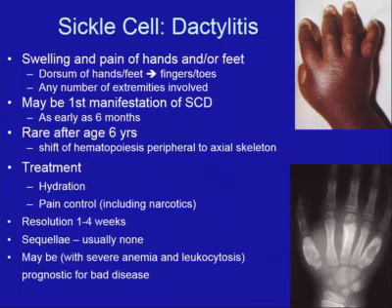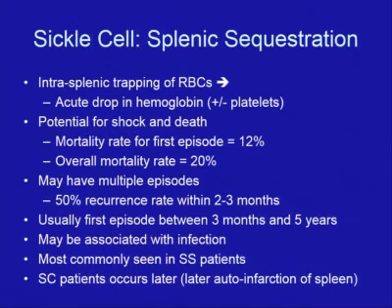Again, hydration and pain control gets better on its own. Usually no sequelae. But if they're really anemic or have a really high white count when it happens, that may suggest they're going to have a pretty bad sickle cell course in general.